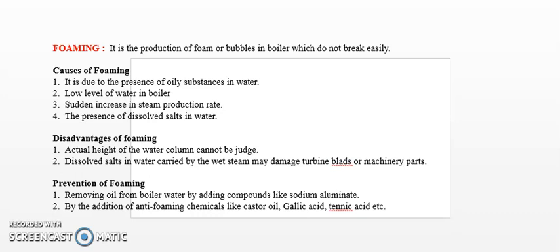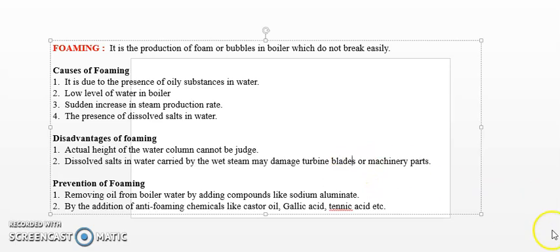There are some disadvantages of foaming. The actual height of the water column cannot be judged. Dissolved salts in water carried by wet steam may damage turbine blades or machinery parts. Foaming can be avoided by removing oil from boiler water by adding compounds like sodium aluminate, and by adding anti-foaming chemicals like castor oil.